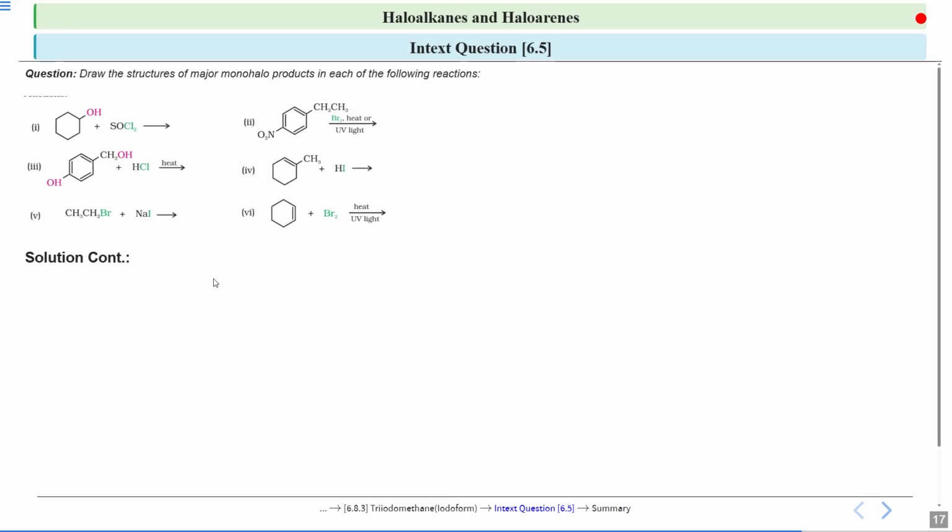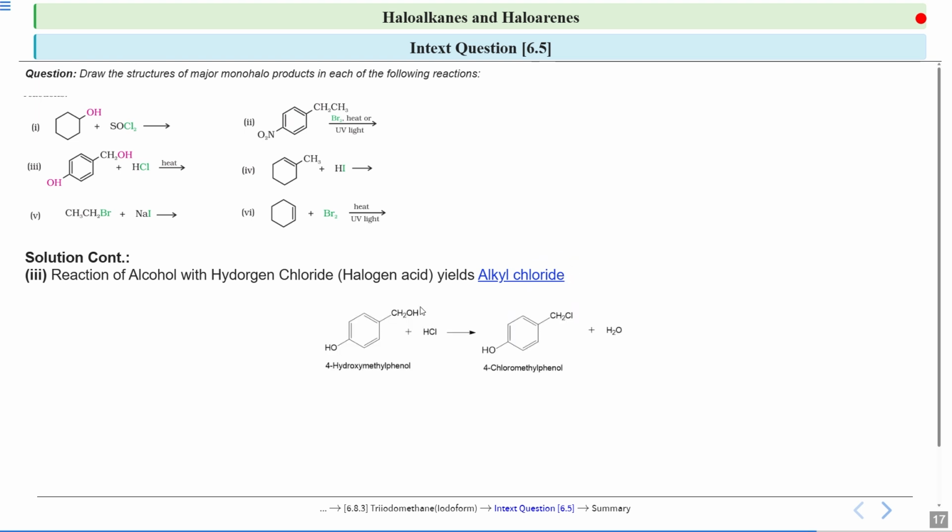Now let's see your third reaction. The third reaction is the reaction of alcohol with hydrogen chloride, or you can say halogen acid. Now the reaction of alcohol and hydrogen chloride yields alkyl chloride. If you have this 4-hydroxymethyl phenol as your reactant and it is reacting with halogen acid or HCl, this OH will be replaced by the chlorine, and you will get 4-chloromethyl phenol as your major product, plus a water molecule will be released from the reaction mixture.